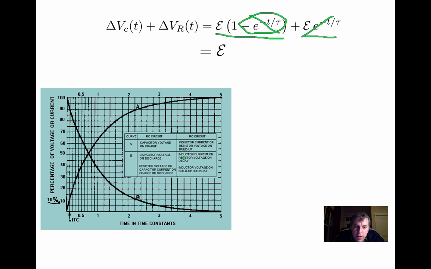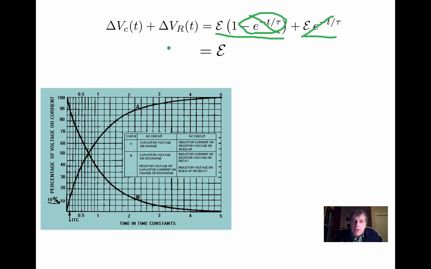Okay, don't worry about all the information here. They talk about something a bit different than what I'm talking about, but I want to focus on those two curves as being the voltage across the capacitor and across the resistor. So they add up to the EMF.